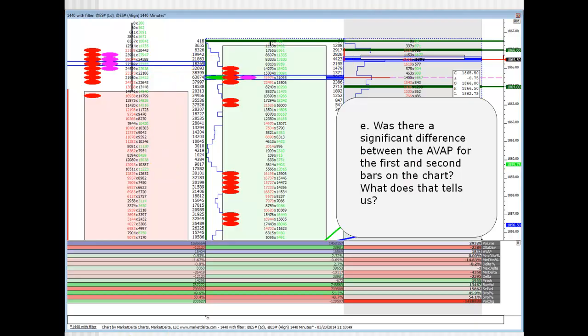Was there a significant difference between the AVAP for the first and second bars on the chart? Well, let's take a look. AVAP, that is the average volume at price, 16,569 for this bar, and we had 15,404 for this bar. Now that's kind of interesting. The average volume at price actually increased here, even though we had less volume.